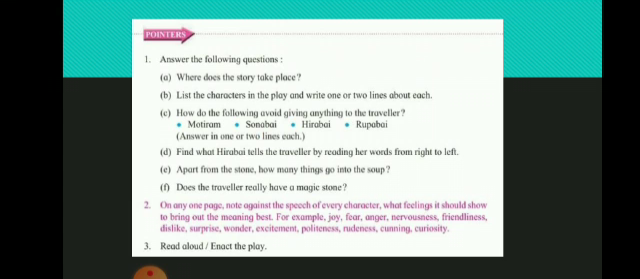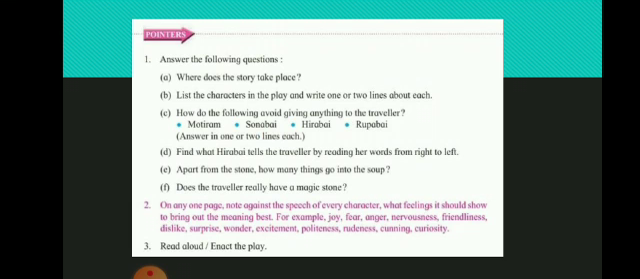First question on page number 63, that is, answer the following questions. First question is, where does the story take place? Any guesses, children? I know that you know the answer. The story takes place in a village. So now move to the next one.